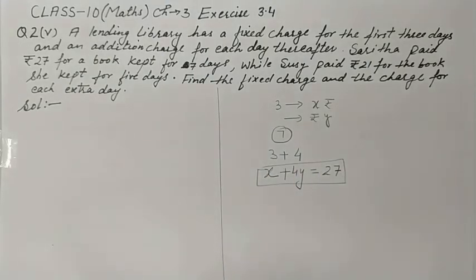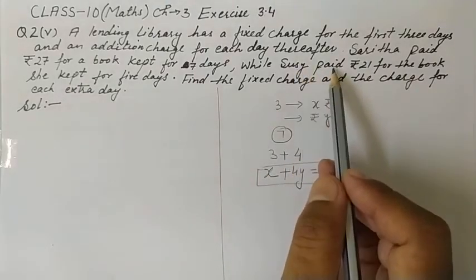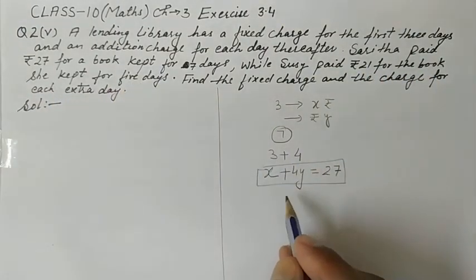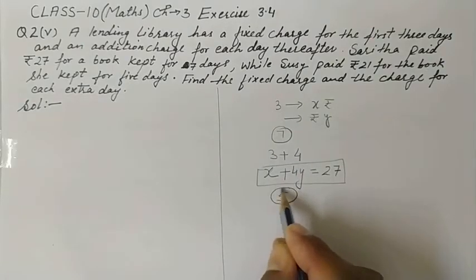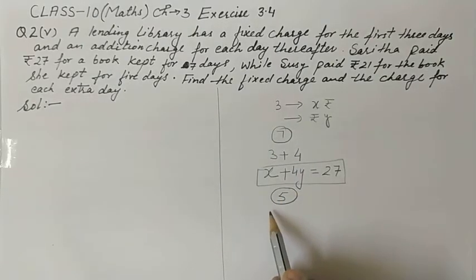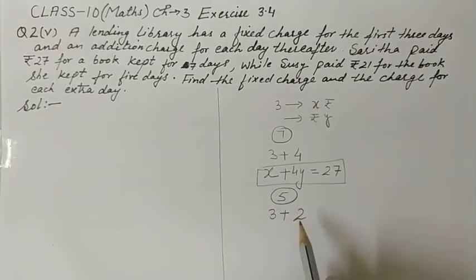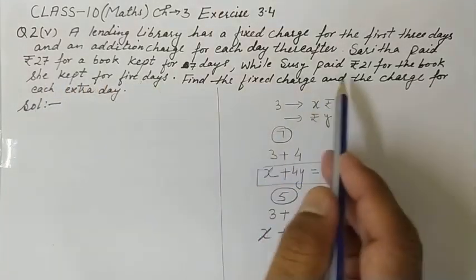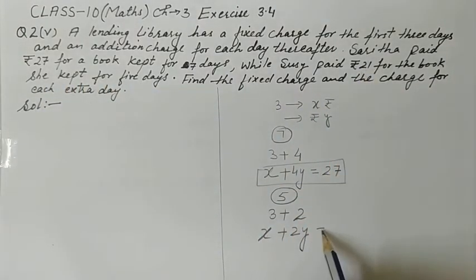Now for the second equation, he's saying that Susi paid rupees 21 for the book she kept for 5 days. So now we have to calculate the money for 5 days. So we'll split 5 also into 3 plus something. That something will be 2, 3 plus 2 is 5. Now for these 3 days the money is fixed. Then for the remaining 2 days, for 1 day the money is Y, for 2 days the money is 2Y. So it will be 2Y. And the total money is rupees 21, so that is equal to 21.